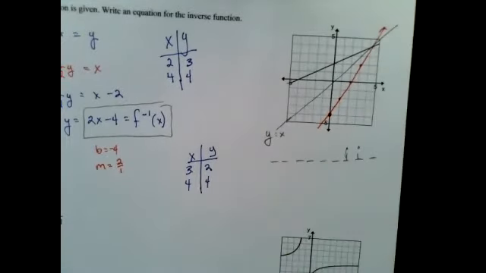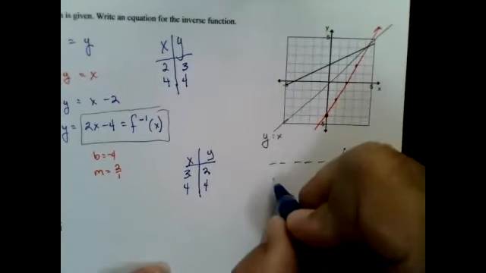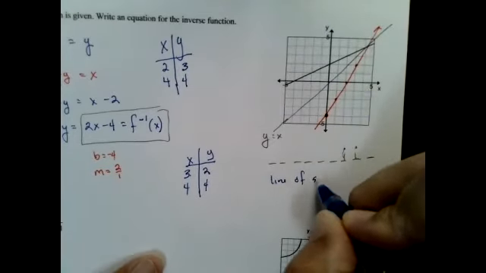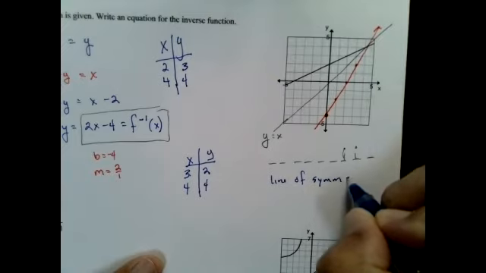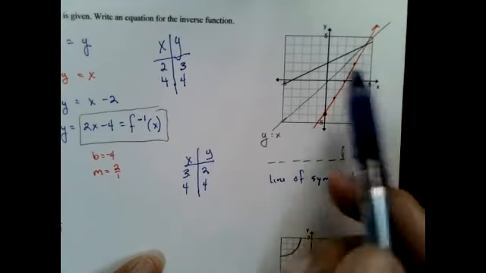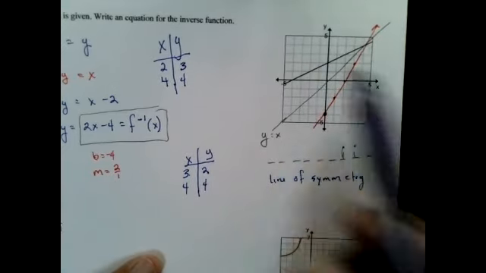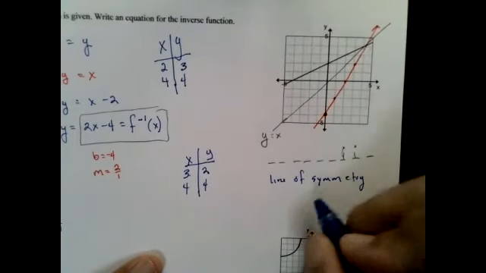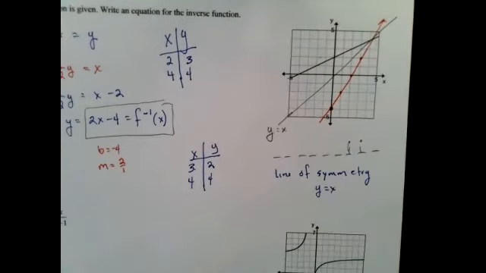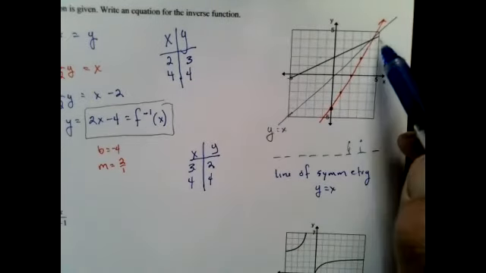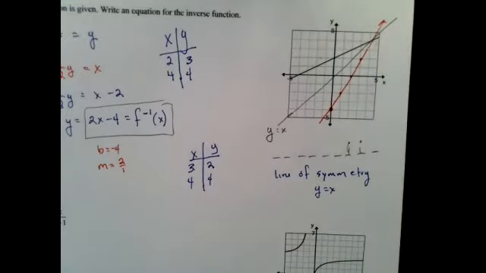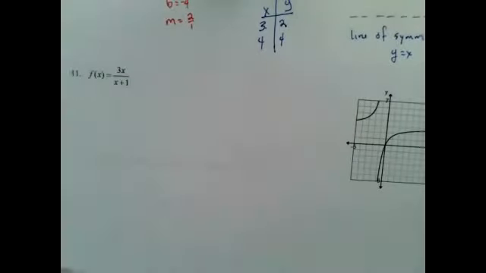Yeah, it is. In fact, it's symmetrical. We have a line of symmetry. What that means is I can flip over that line. It has symmetry over that line, y equals x. So if I know the graph of one, I can pick points and do the graph of the other. It's kind of cool.